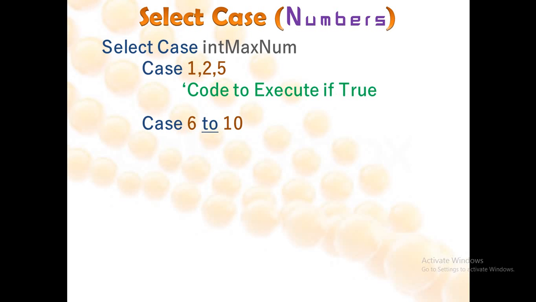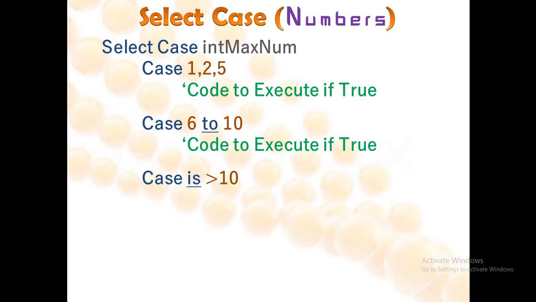Then here we can also use another case, case 6 to 10, where our int number is from 6 to 10. This "to" is a keyword, that's why I've underlined it, and you must use it if you are checking for a range of values. Then the code will execute if that's true. Then you can use case is greater than 10, or less than or equal to. So you have to include "is", which is a keyword.